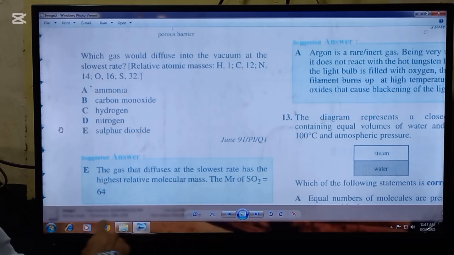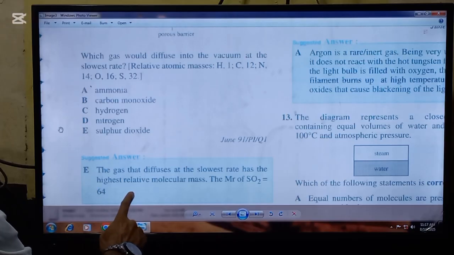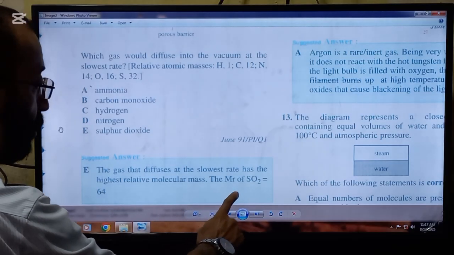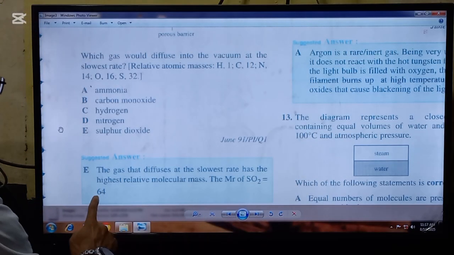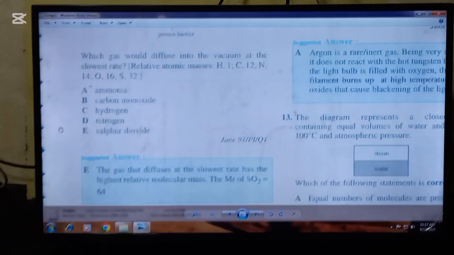And here is the explanation. The gas that diffuses at the slowest rate has the highest relative molecular mass. The relative molecular mass of SO2 is 64. So E part is the answer.